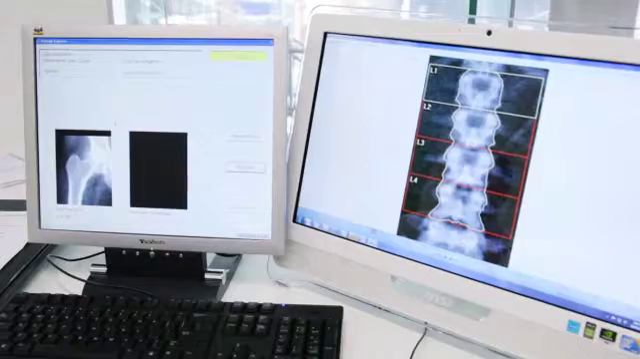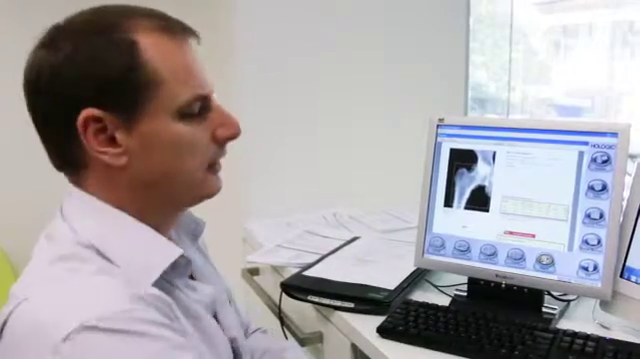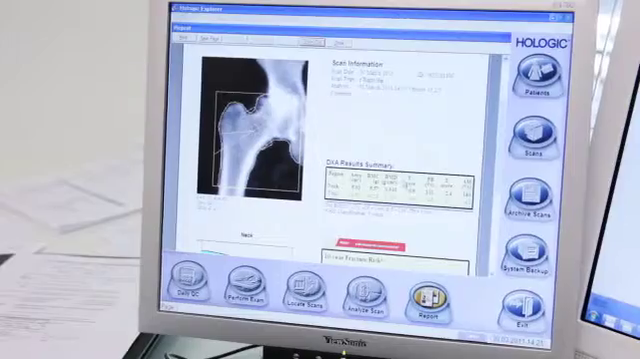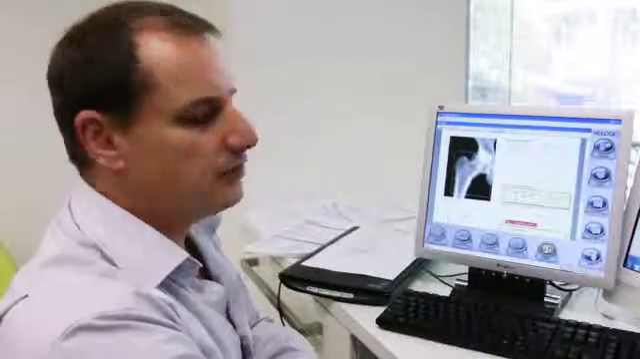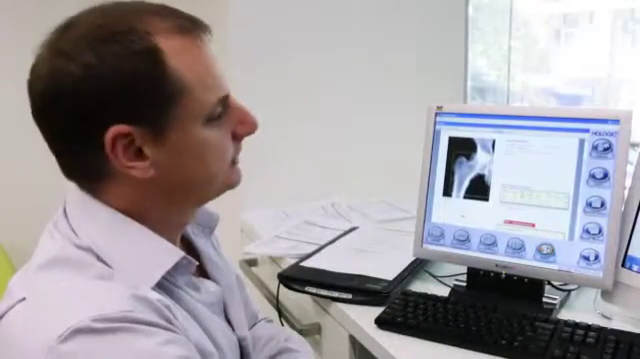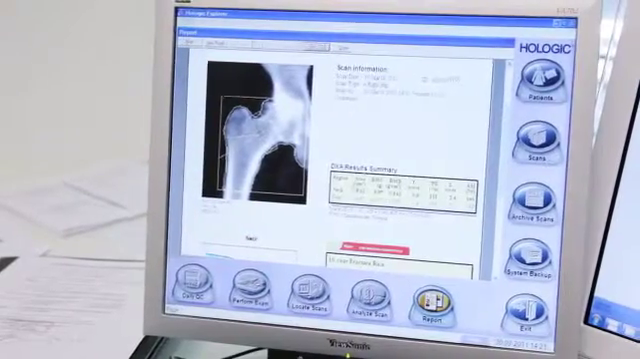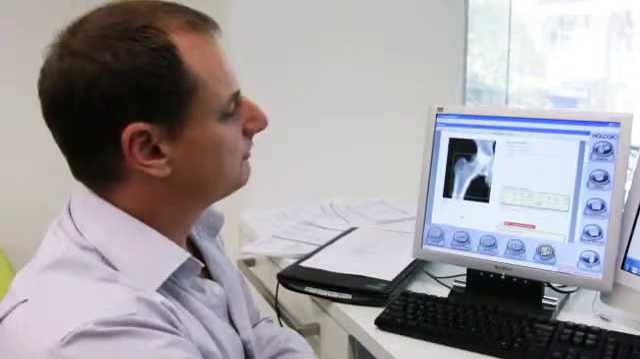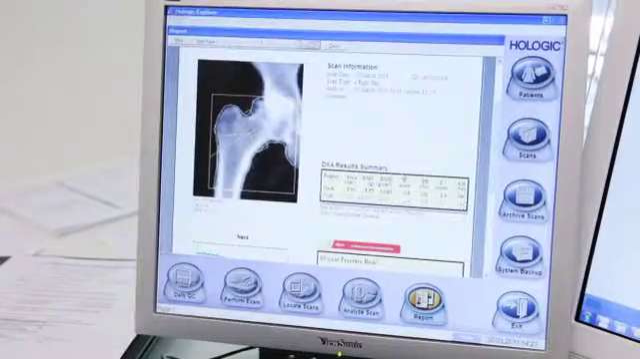The first scan that we're going to look at today is that of the femoral neck or the proximal femur. If we have a look at this picture here, bone mineral density is simply BMC, or bone mineral content, divided by the area over which the scan has been examined. We get a number in grams per centimetre squared, but more importantly we also look at the T-score.